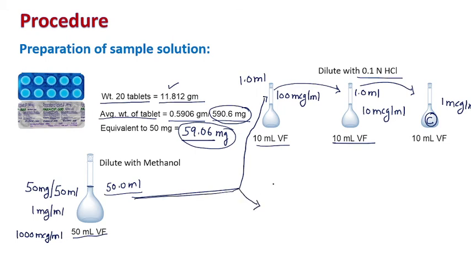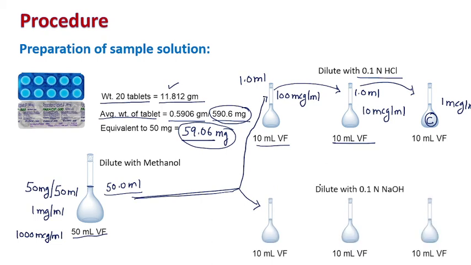And exactly in the same way you can also prepare the dilutions for your sample in the alkaline pH, like this. So again 1 ml from this diluting to 10 ml, again 1 ml from this and diluting to 10 ml. So this will be 1 microgram per ml of your sample paracetamol in alkaline pH. Now you can name this as capital D.